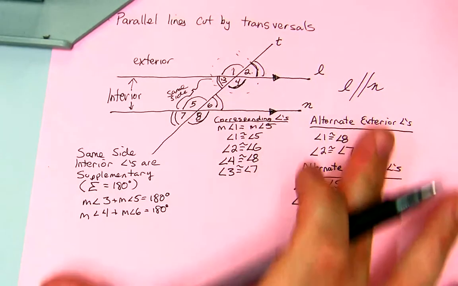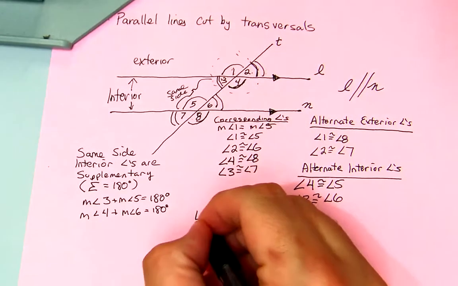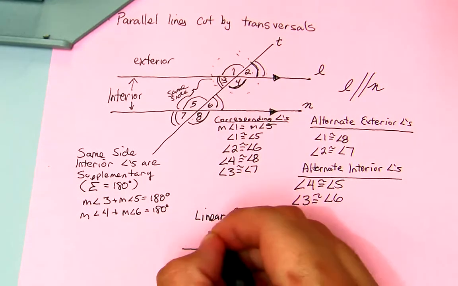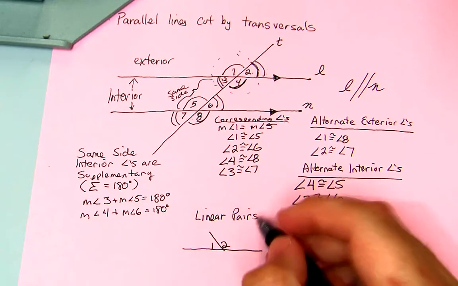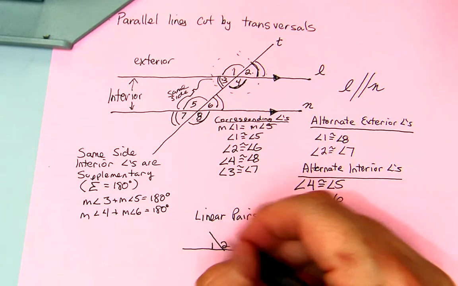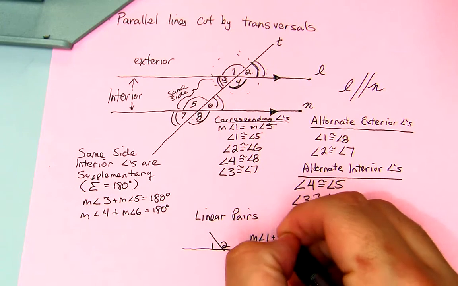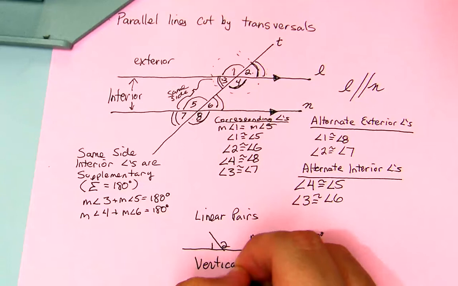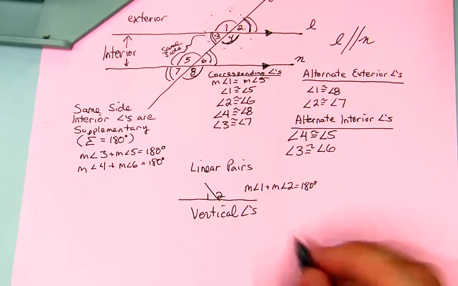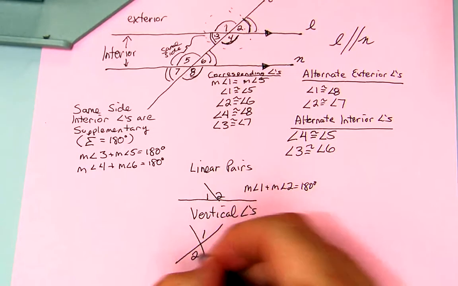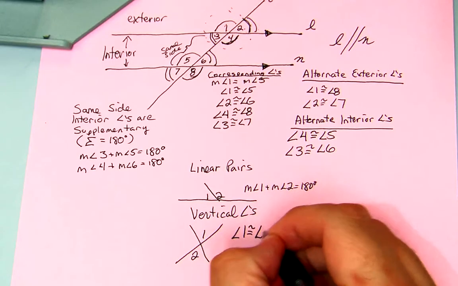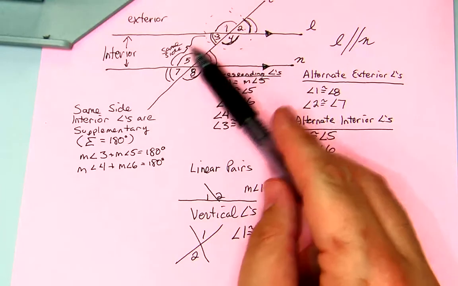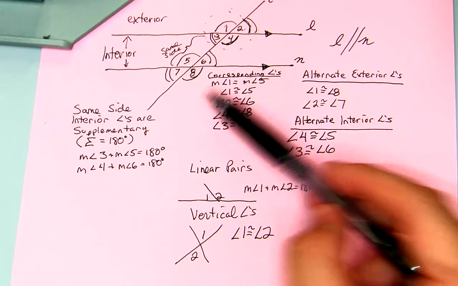Now, the big thing with this, in order to solve it, is to think of linear pairs. Those are two angles, like 1 and 2, that are adjacent to each other and form a straight line. The measure of angle 1 plus the measure of angle 2 is equal to 180 degrees. Also think of vertical angles, which are congruent. We can use all those ideas to build this situation from here.